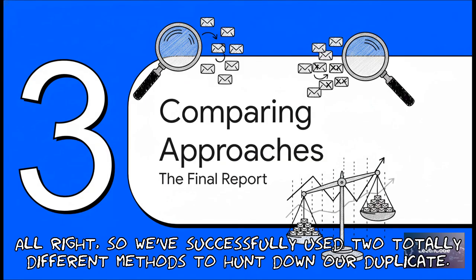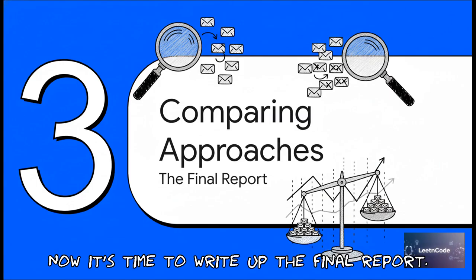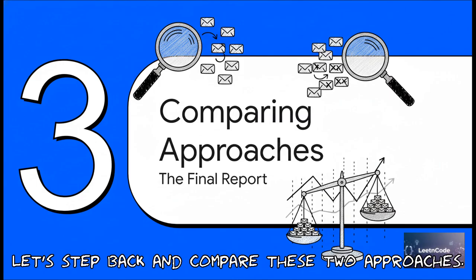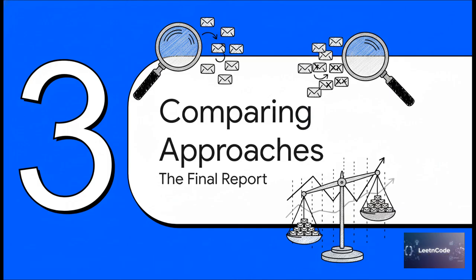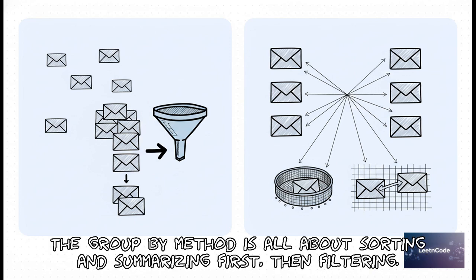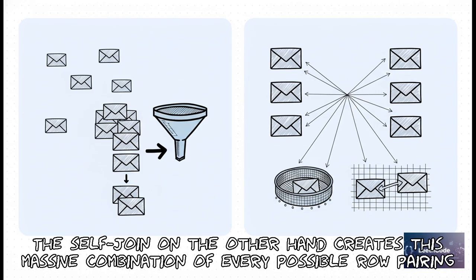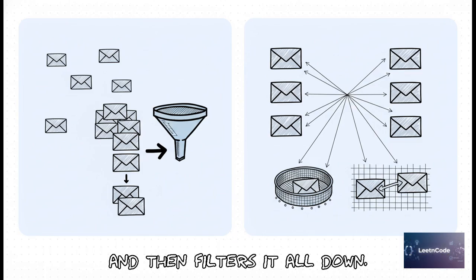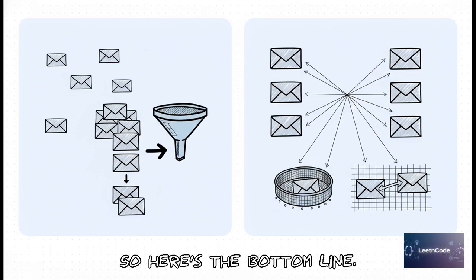All right, so we've successfully used two totally different methods to hunt down our duplicate. Now it's time to write up the final report. Let's step back and compare these two approaches. When you put them side by side like this, you can really see the different philosophies at play. The group by method is all about sorting and summarizing first, then filtering. The self-join, on the other hand, creates this massive combination of every possible row pairing and then filters it all down. So here's the bottom line.